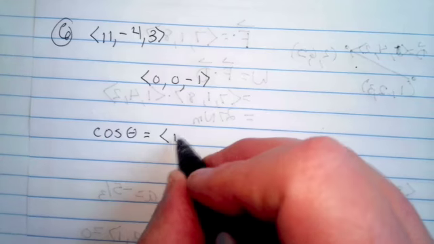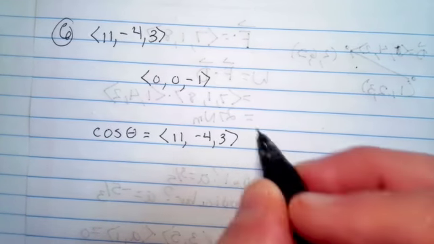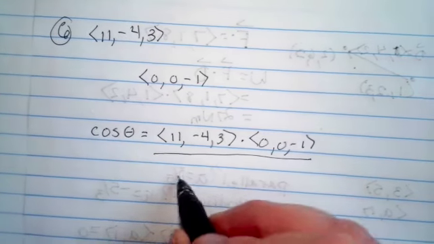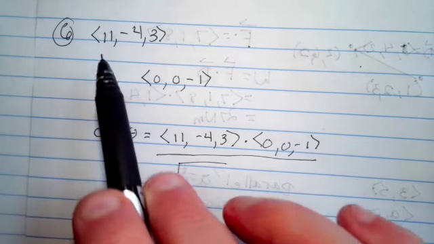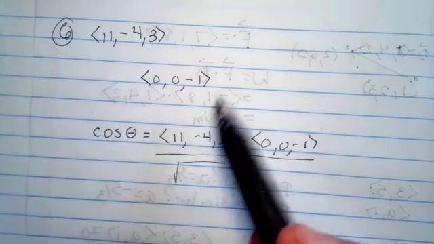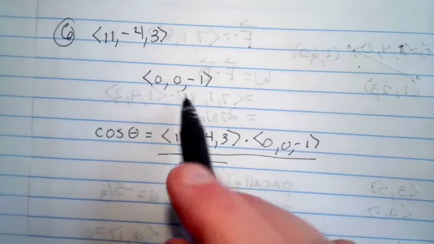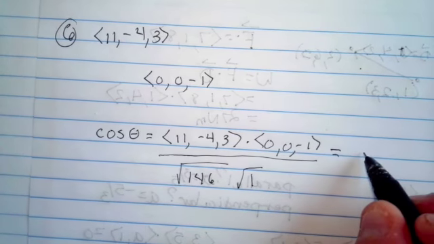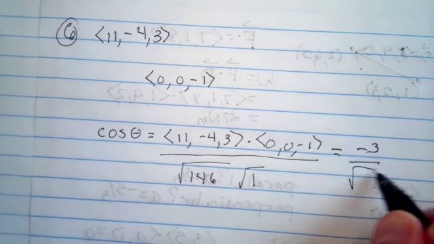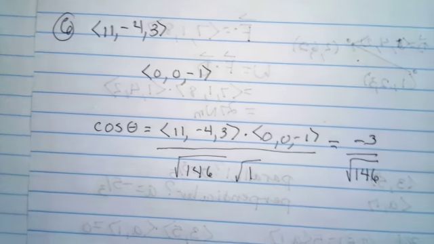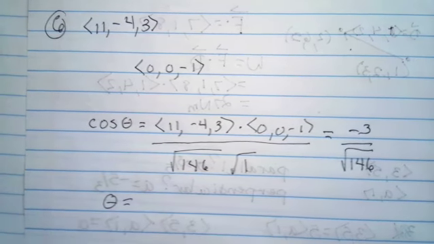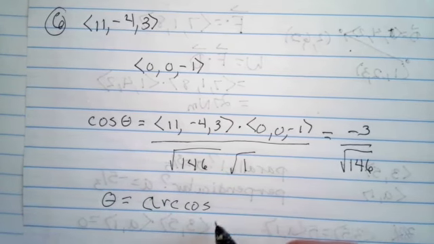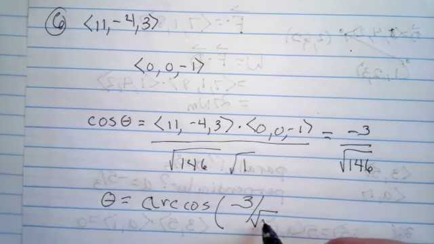So we take the dot product and divide that by the product of the magnitudes of these two vectors. And I think when we've worked this one before, this turned out to be square root of 146. And then that is a unit vector, so its magnitude is 1. And let's see, I think this turns out to be negative 3 over the square root of 146. And so the angle theta will be the arc cosine, or inverse cosine if you prefer, of negative 3 over the square root of 146.